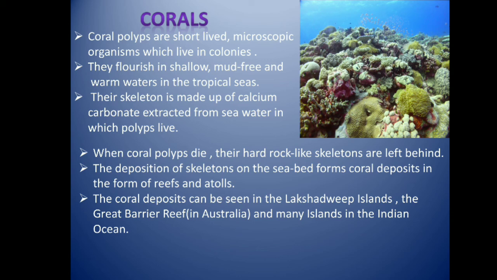The skeleton is made up of calcium carbonate, extracted from seawater in which polyps live. And when they die, their hard rock-like skeletons are left behind, and the deposition of skeletons on the seabed forms coral deposits in the form of reefs and atolls.